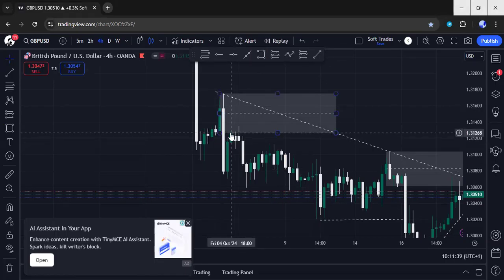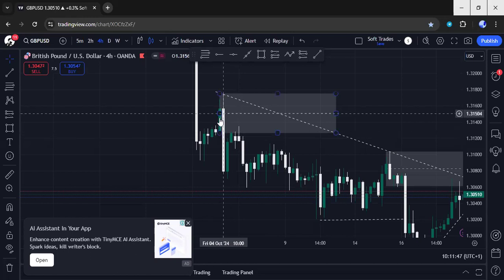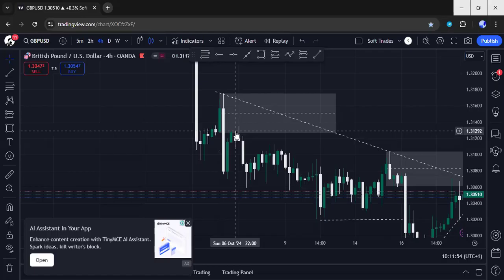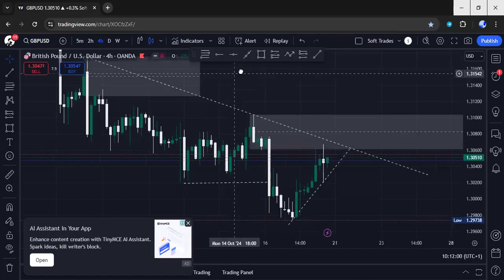Now you can see that price came back to touch that order block. In this scenario, you go back into that order block to give you a setup. It took a day, because you're not going to count Saturday or Sunday.